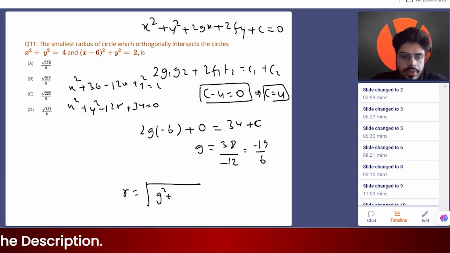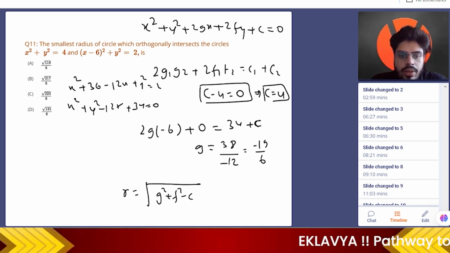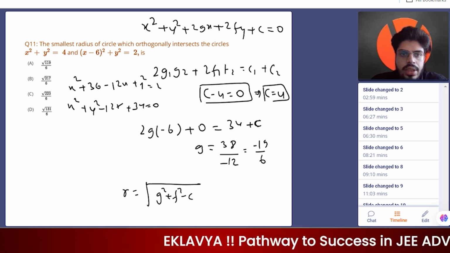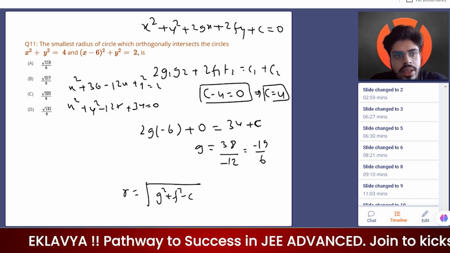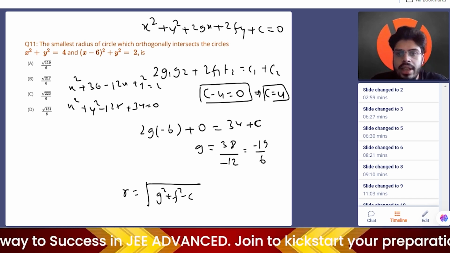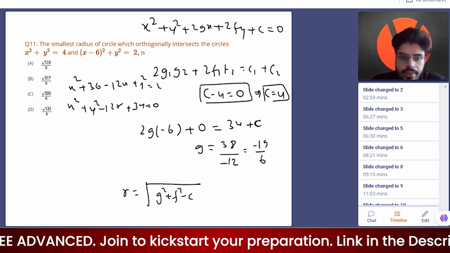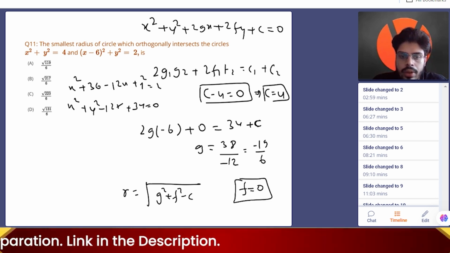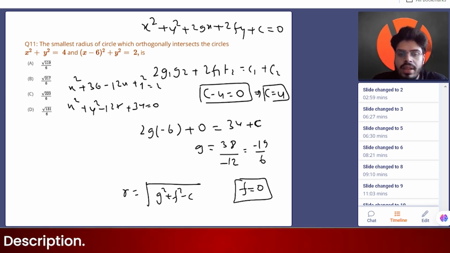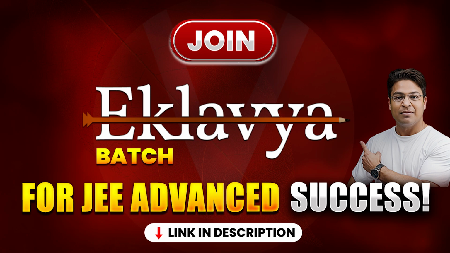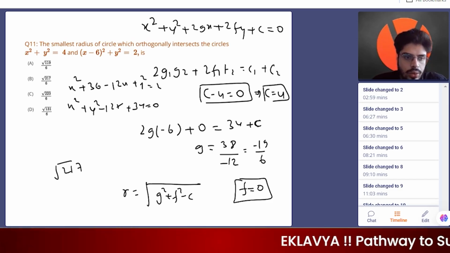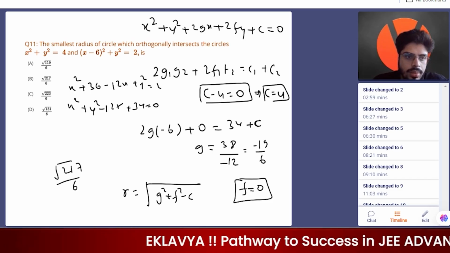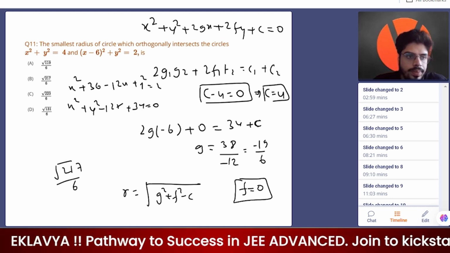So radius will be under root g square plus f square minus c. I know the value of c, I know the value of g. I don't know the value of f, but they're asking for the smallest, so I can take f to be 0. For smallest radius, f is 0, and you have g value as minus 19 by 6 and c is equal to 4. So we will get the answer 217 by 6.